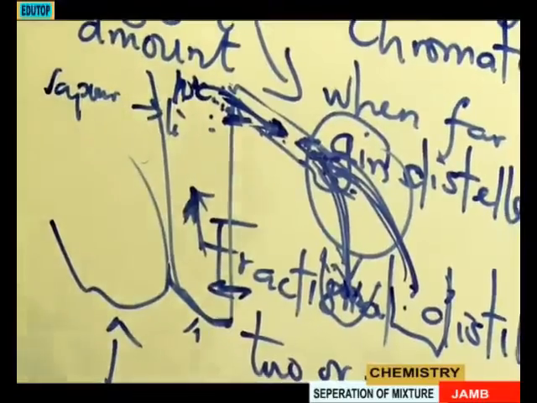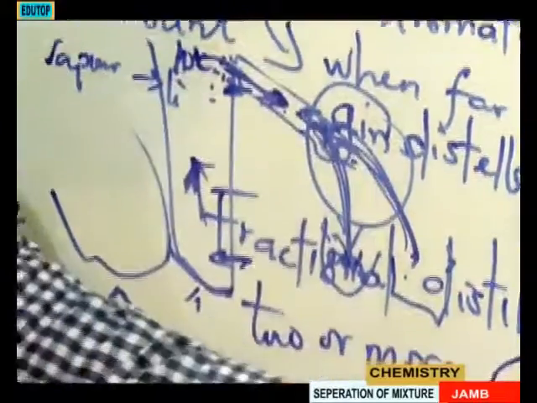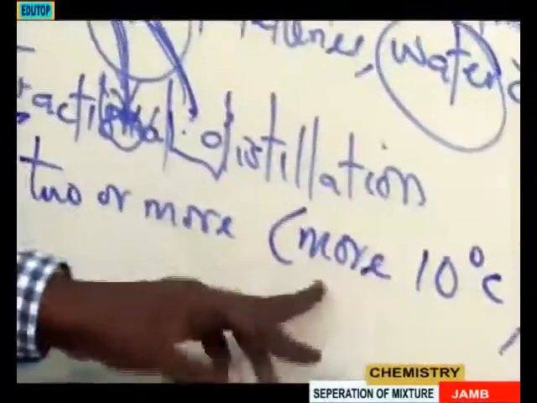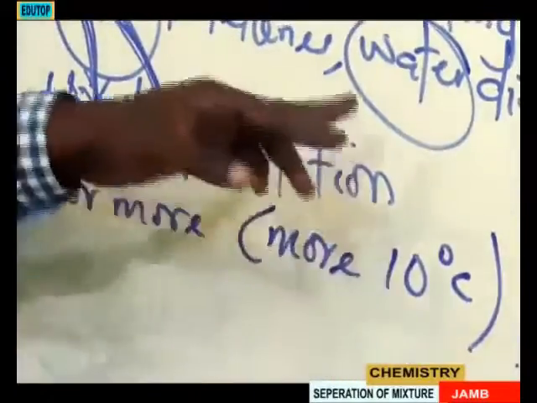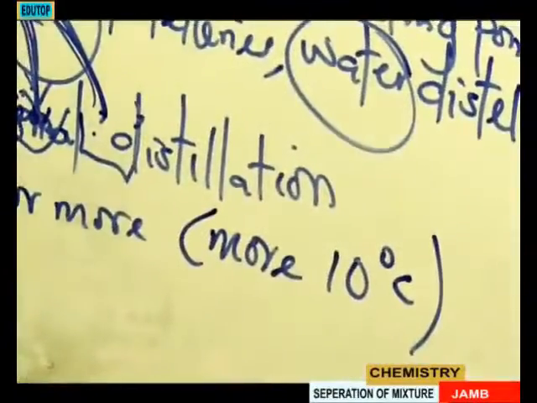So it is used to separate two or more components. One, the boiling point difference must be greater than 10 degrees Celsius.